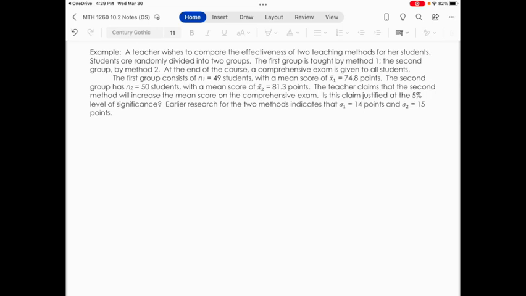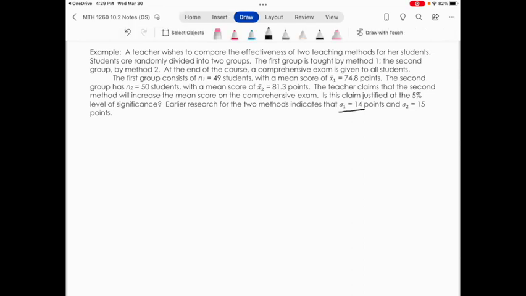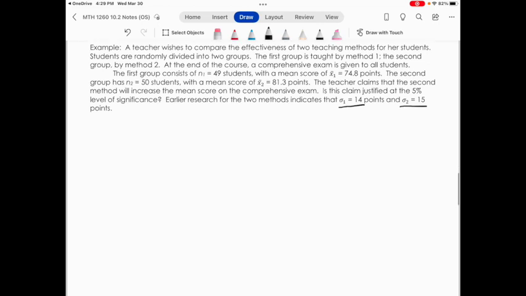The first group consists of 49 students and has a mean score of 74.8. The second group has 50 students and has a mean score of 81.3 points. The teacher claims that the second method will increase the mean score on the comprehensive exam. Is this claim justified at the 5% level of significance? Earlier research for the two methods indicates that coming from the first population, the standard deviation is 14, and the second population, the standard deviation is 15.